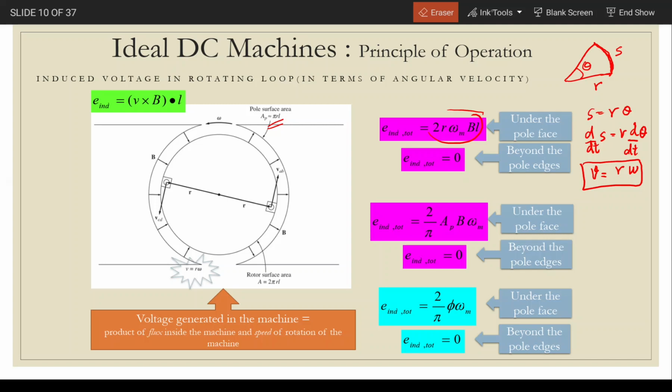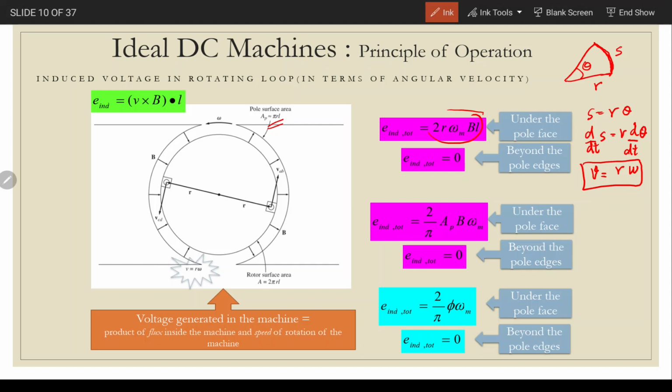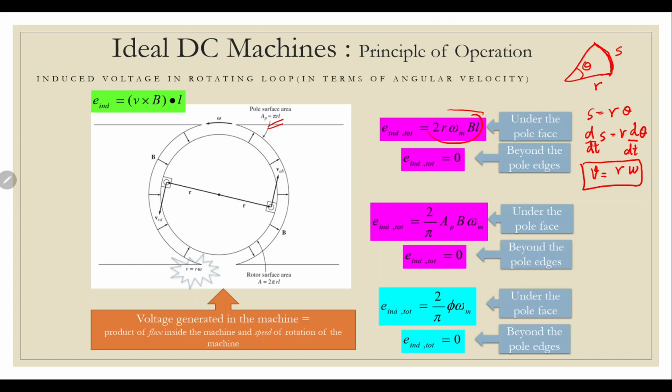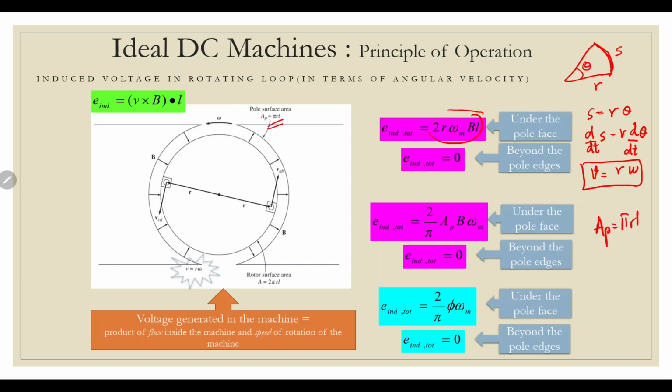So if you replace AP, AP is pi R L, then R is actually AP over pi L. If we replace this new equation inside here, what we get is 2 over pi AP. The L cancels with this L.